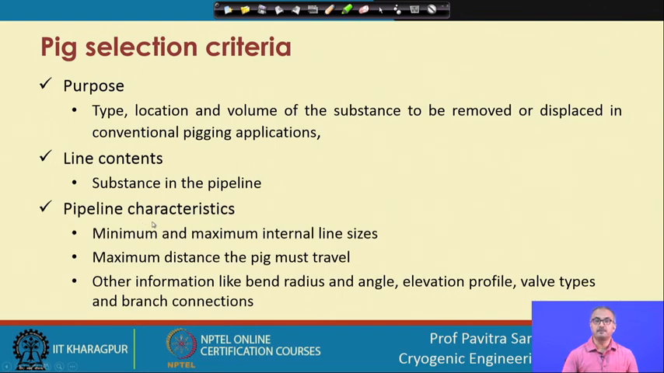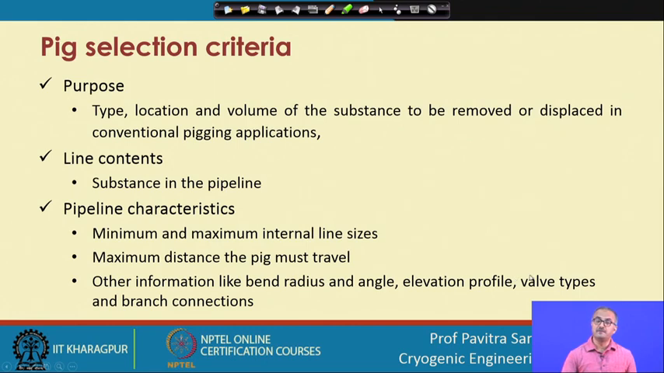And next we have the pipeline characteristics. In this we have to know what is the minimum and the maximum internal size of the pipe, that means the inner diameter, which will decide the diameter of the pigs, and the maximum distance the pig must travel, because depending on that we have to design the kind of plunger for the pig. And then we have other information, like if there are any bends, what is the angle of the bend, the radius of the bend, and in the elevation profile, whether the pipeline is straight or it is elevated.